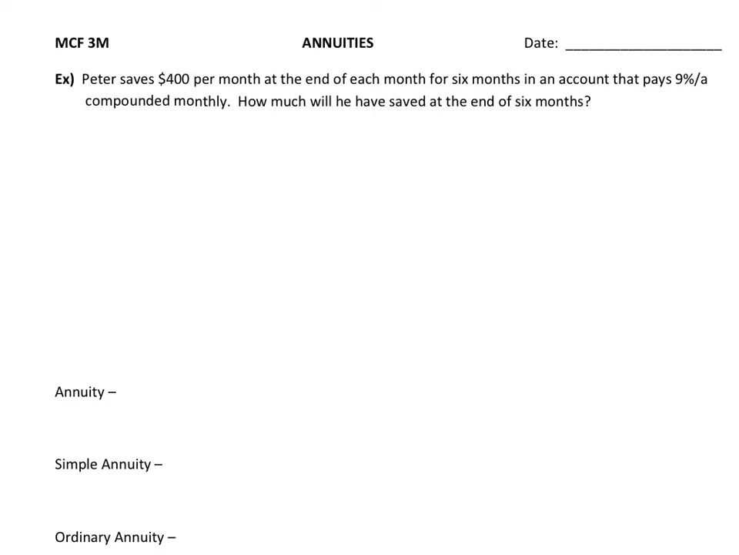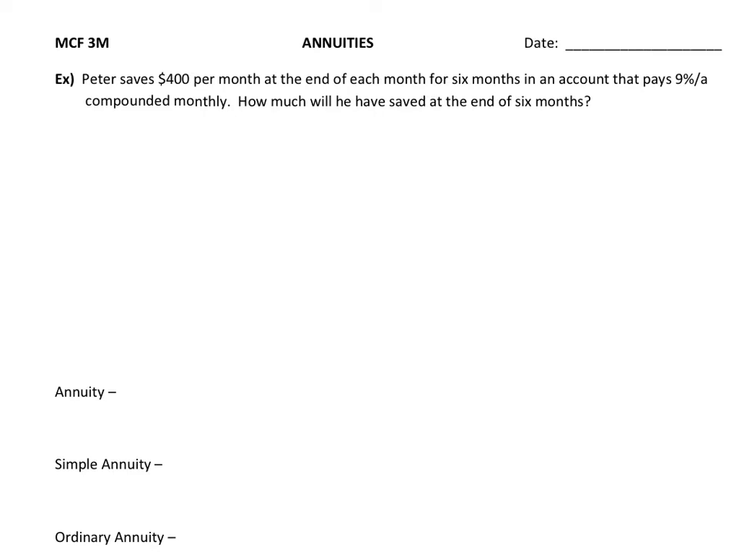Peter saves $400 per month at the end of each month for 6 months in an account that pays 9% per annum compounded monthly. How much will he have saved at the end of 6 months? What we're going to do here is break this into smaller pieces, and then we're going to talk about an actual formula that will help you calculate this much more quickly.